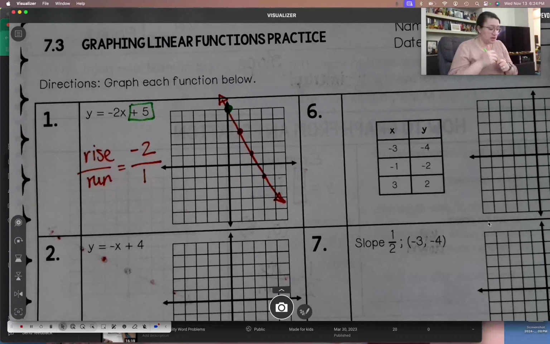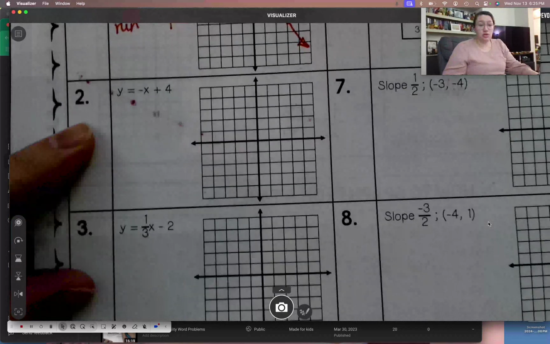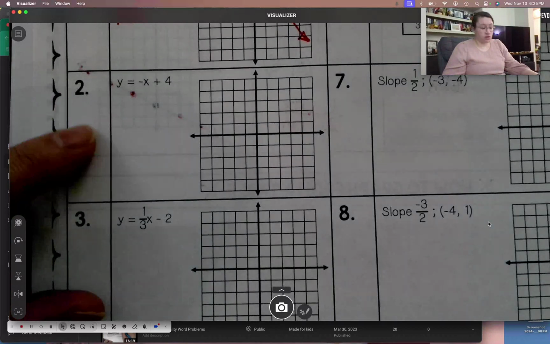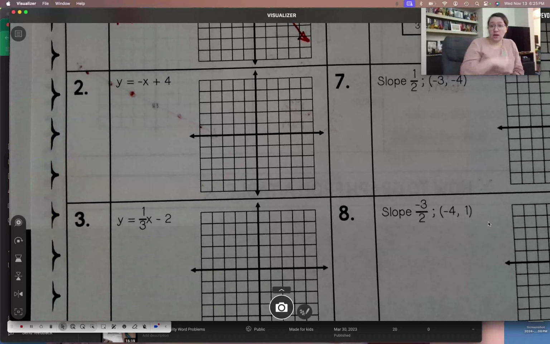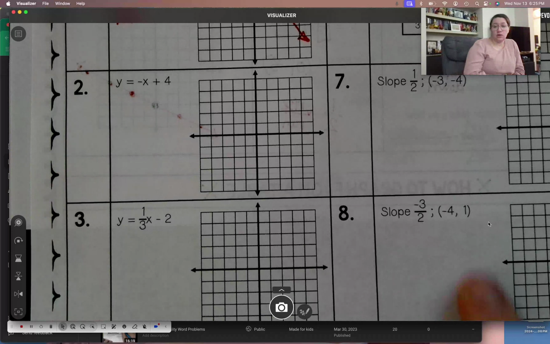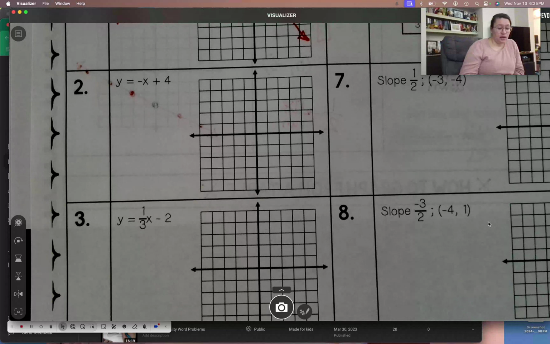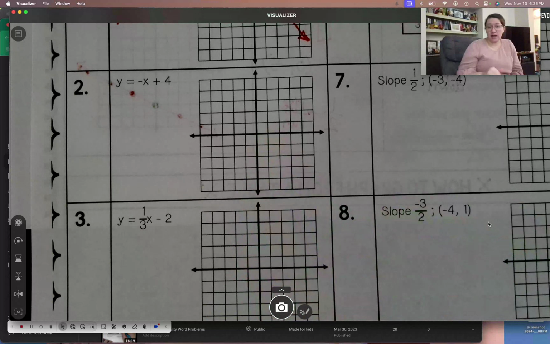Go ahead, pause the video. Try numbers 2 and 3 on your own. And then when you're ready, come back to the video, keep playing it. We're going to do examples like 8, 9, 10. And then we'll check those in class when we meet again next week. Good luck.